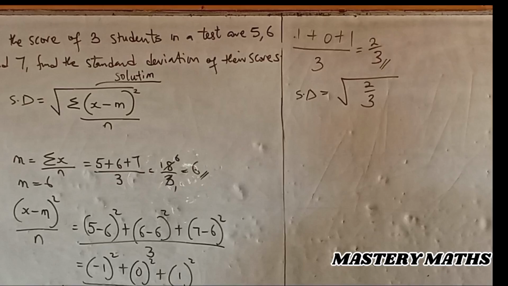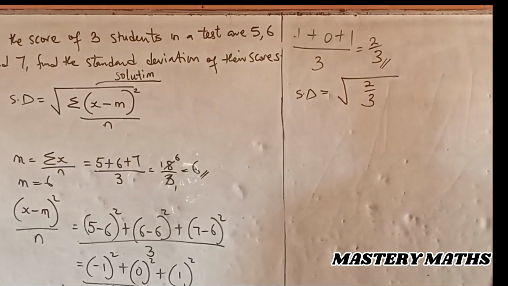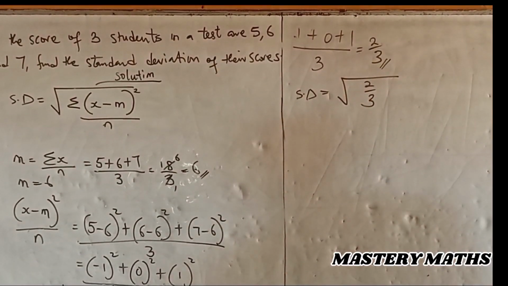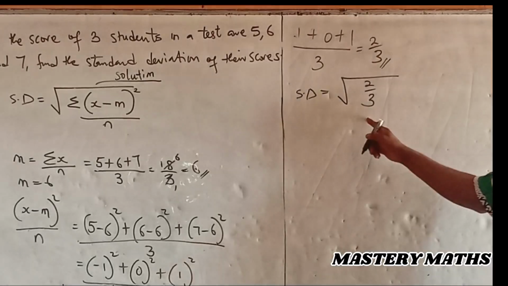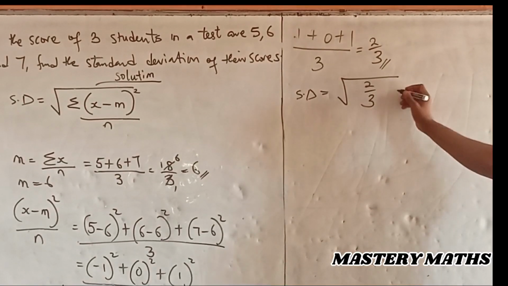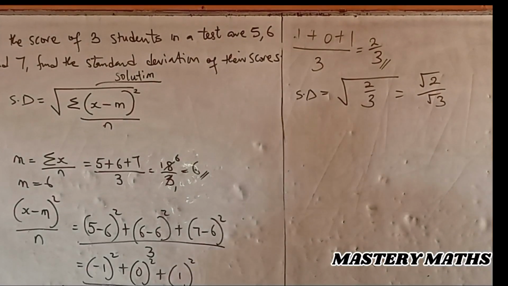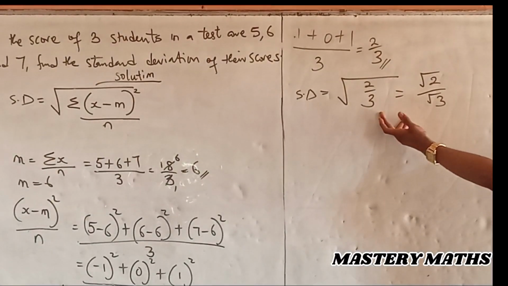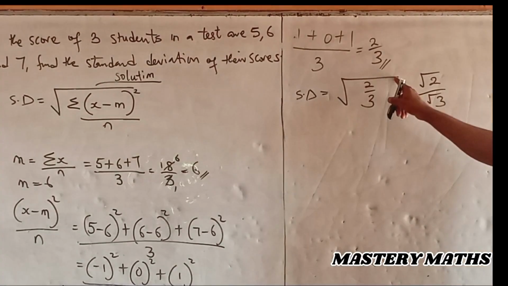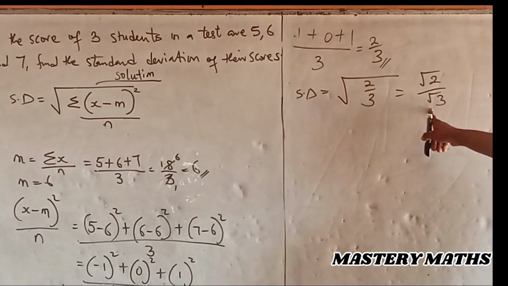Let me show it now. Standard deviation is equal to root 2 over 3. And if you watch now, we can't leave it like this. We need to simplify further. If I want to simplify further, we need to share the root into the two parts, like this: root 2 over root 3. We can't leave our answers like this. Now, how do we simplify further? We simplify further by sharing the roots into the numerator and the denominator. So the numerator now has a root, and the denominator now has a root.